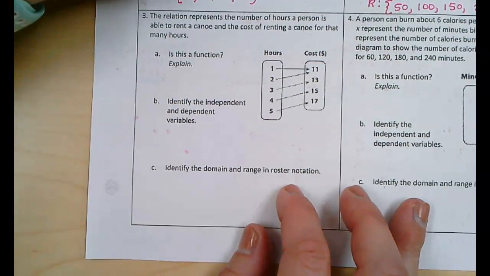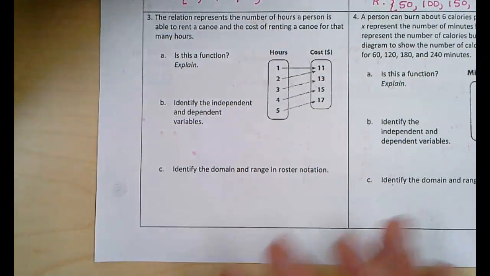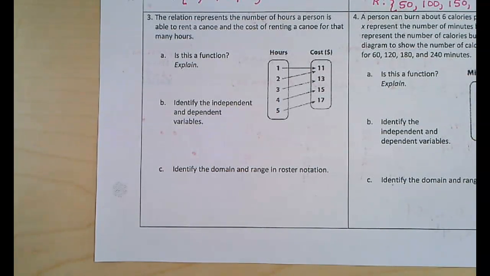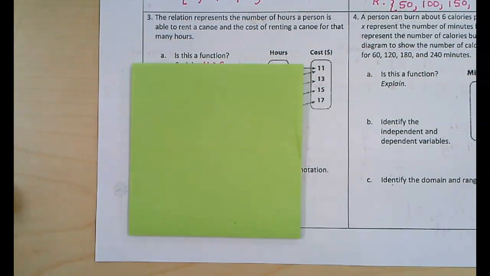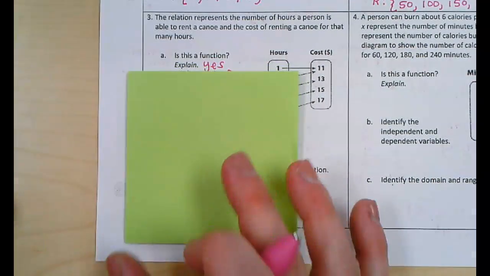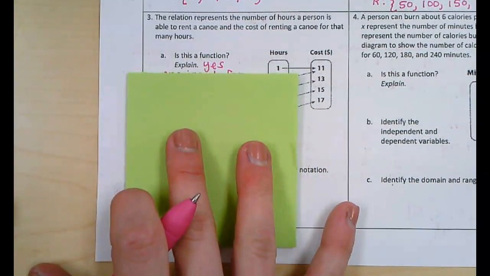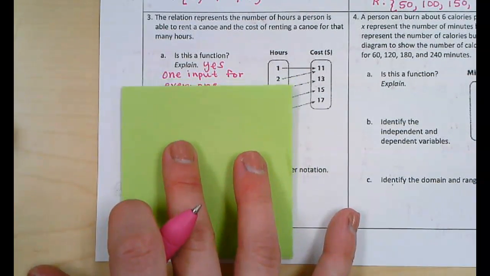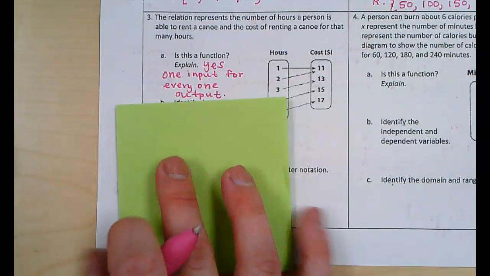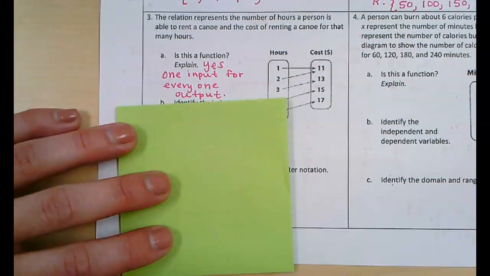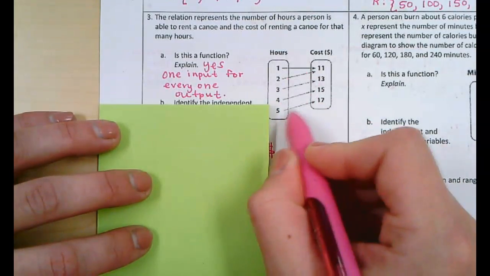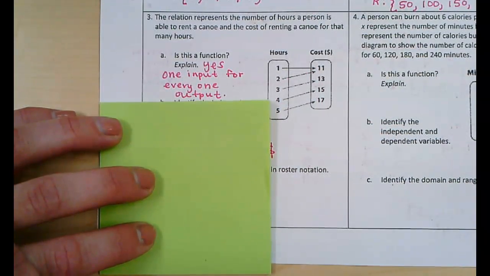All right, let's go to number 3. This relation represents the number of hours a person is able to rent a canoe and the cost of renting a canoe for that many hours. I want you to try pausing the video and working this one out. All right, the first question asked, is this a function? And yes, it is a function. My explanation, I said there is one input for every one output. I did not have 3 mapped out to 2 different numbers. All of these inputs mapped out to exactly 1 output.